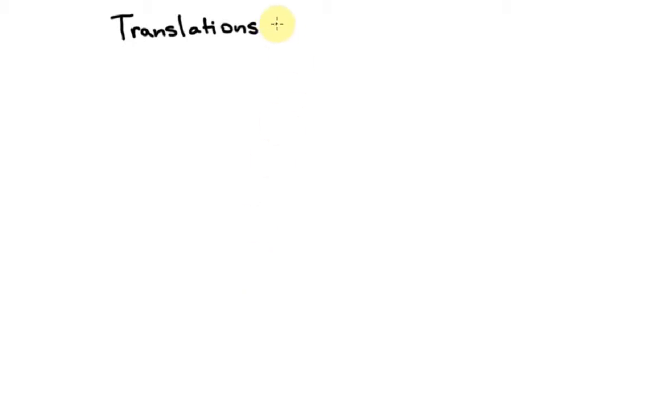All right, welcome to Translations Part 1. What a translation is, it's kind of a push. What we want to do is take some kind of a graph of some kind of function, and we want to push it to the right or the left, or maybe up or down. So I'm going to start off with showing you how these pushes work.